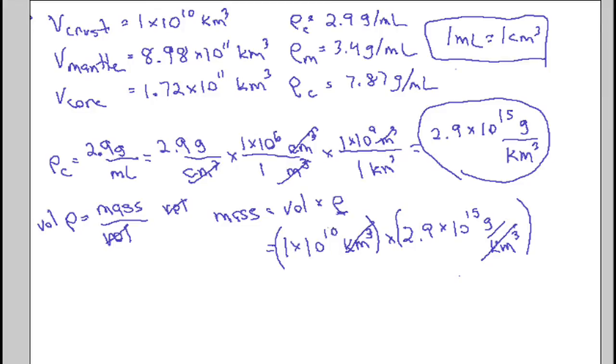That number is 1 times 10 to the 10th. The coefficients aren't going to change. It's still going to be 2.9, and we're going to add the exponents. 2.9 times 10 to the 25th grams. That's quite heavy. Wouldn't want that dropping on your foot. The process for the mass of the mantle and the mass of the core are the same. We have here a template. You can follow that on your own, and I will post the answers shortly.